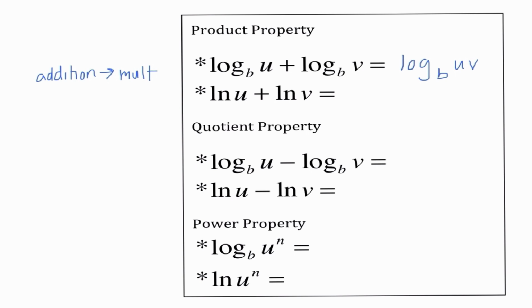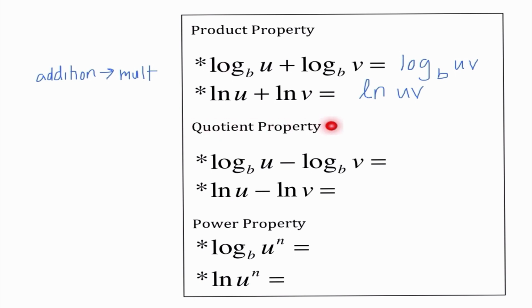This same property holds true for ln of u plus ln of v. Since we have the same base, I can do ln of u times v. So notice when I'm using the product property, there's two ways that we can go about doing it. One is the way we're looking at it, where I'm going from addition into multiplication, and we call that condensing something into a single logarithm. The other way is the opposite, where I take this single logarithm and expand it. Those are really the two things that we're going to see.